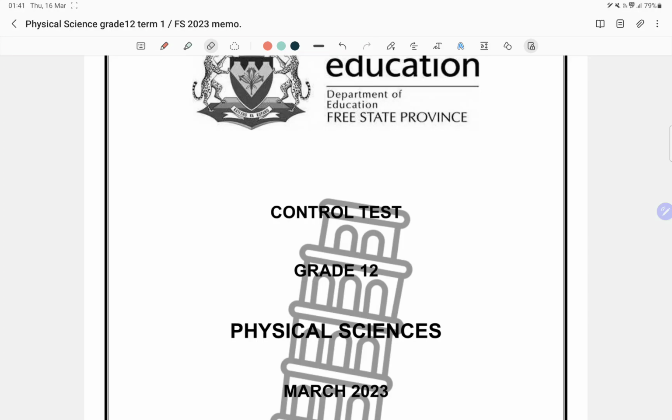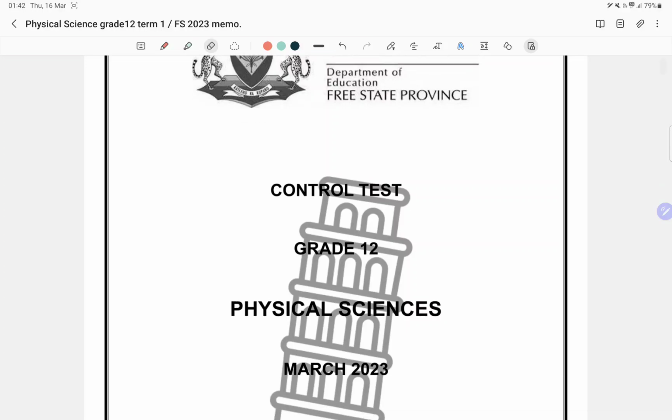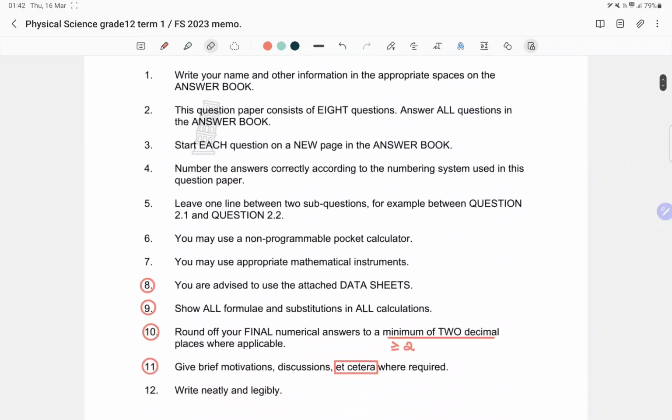This serves as a practice or a revision for those who wrote this paper, and it serves as a guide as to how much you should be working if you are writing the major exams as the upgrade. And also it helps one to prepare for the June exams for the matriculants of this year. So let's not waste too much time and just jump into it.